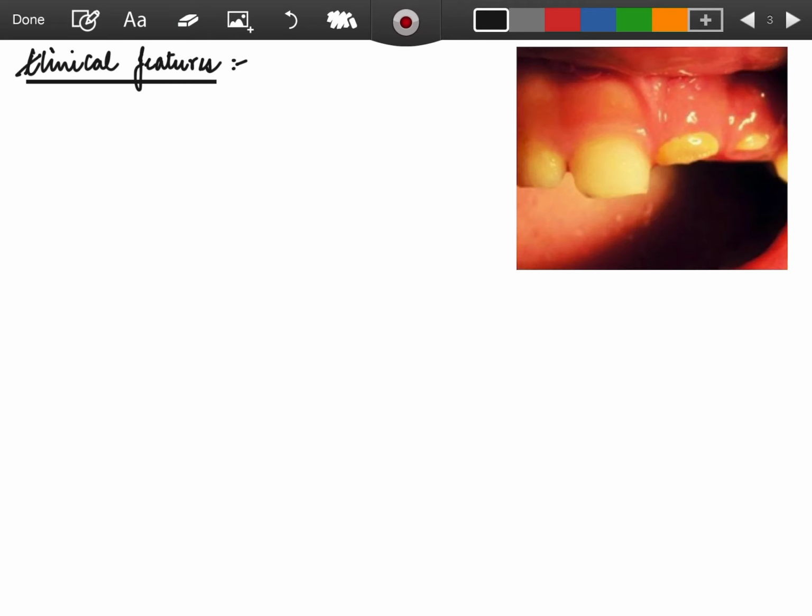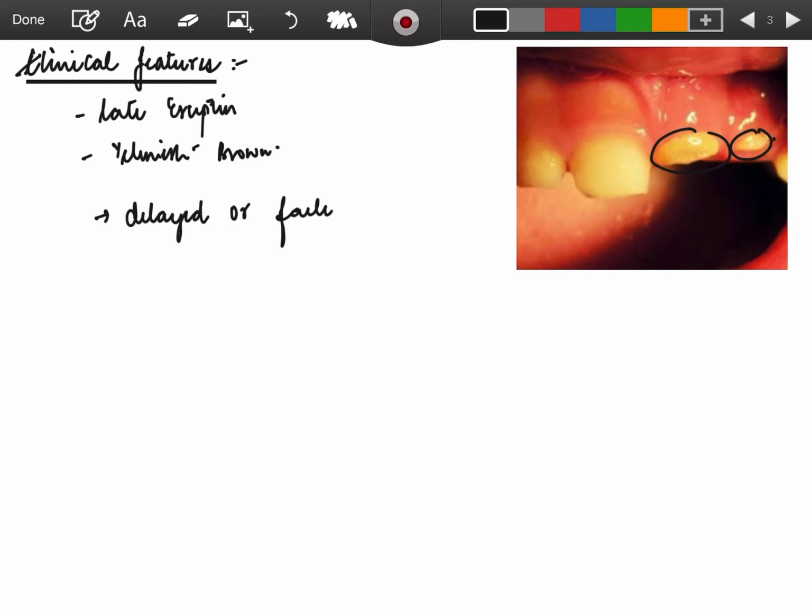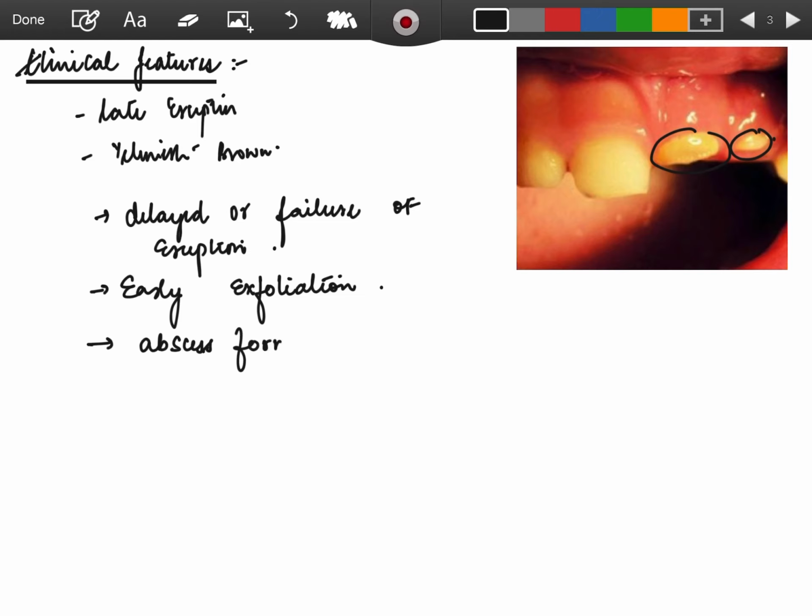Coming to the clinical features, there is a late eruption of the tooth, and it may appear yellowish brown in the oral cavity or irregular in appearance. There is delayed or failure of eruption. There is early exfoliation of the tooth if erupted. And there is a high chance of abscess formation in this tooth, because as we know the pulp is enlarged.